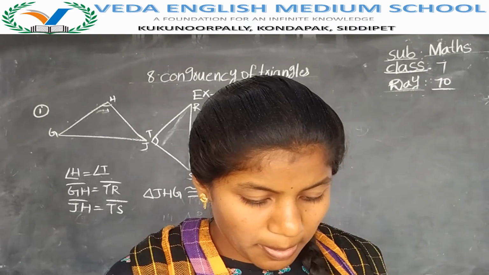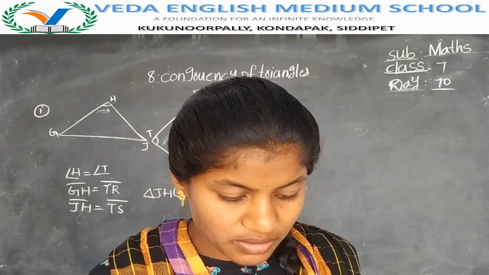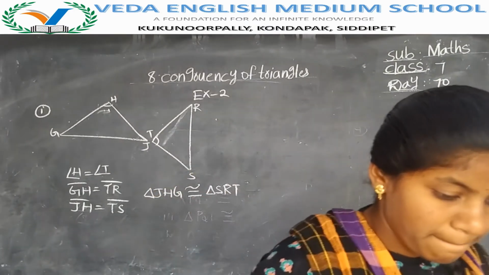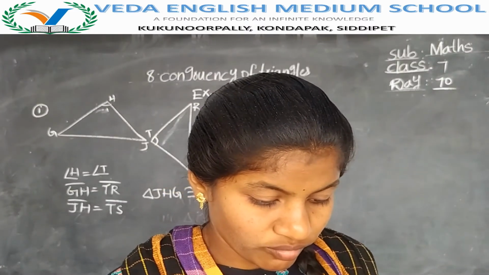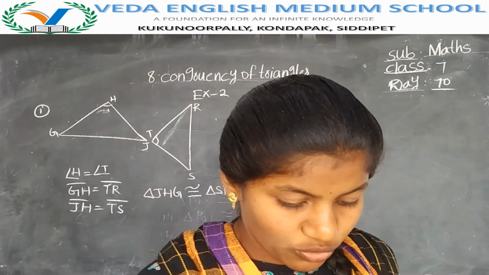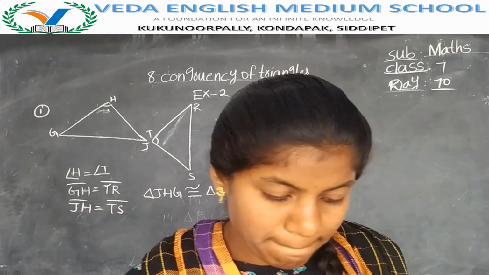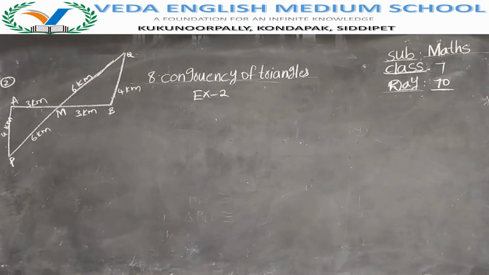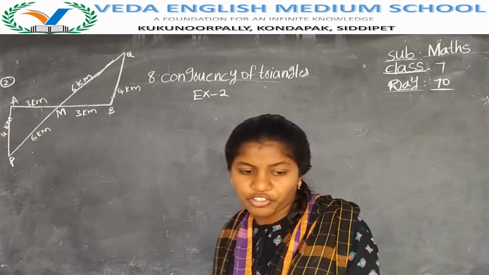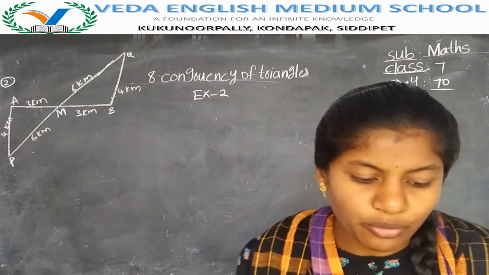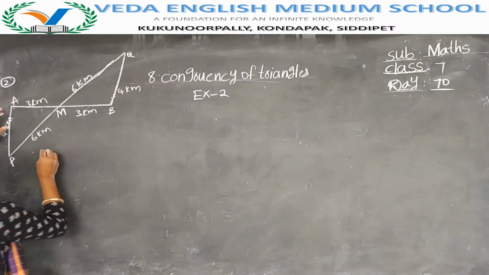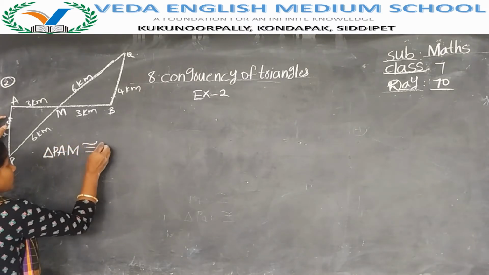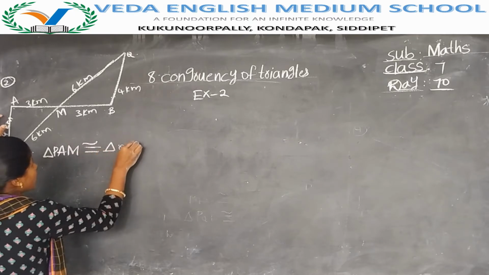Second one, first bit. So I'll draw the figure. Now in the question they are asking about triangle PAM, triangle QBM. Triangle PAM is equal to triangle QAM.